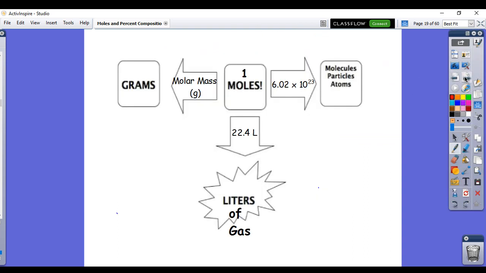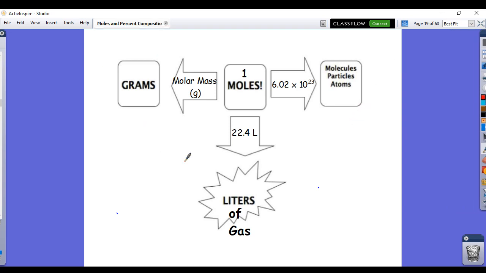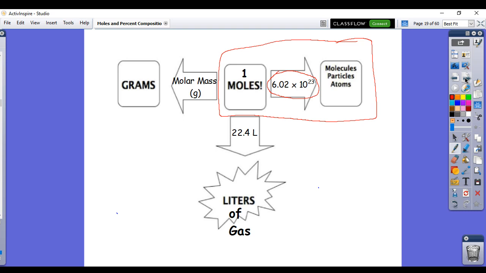So either EE or EXP you would type in. All right, so let's look at what we're going to do today. So you should have seen this. This is your mole map, and we're going to focus just on this side of our mole map. We're going to be converting moles to either molecules, particles, or atoms. And it could be ions as well. But in order to go from molecules to moles or moles to molecules, we're going to be using this number right here. So let's get started.